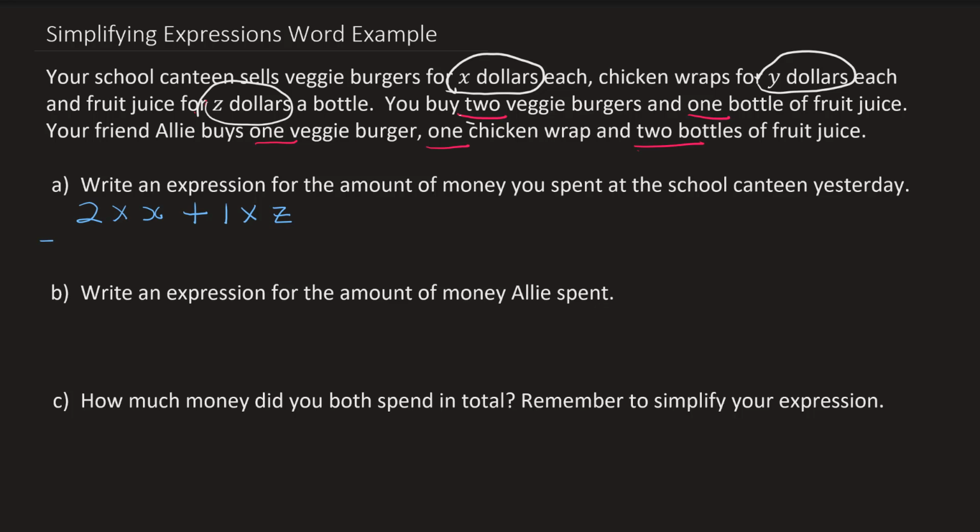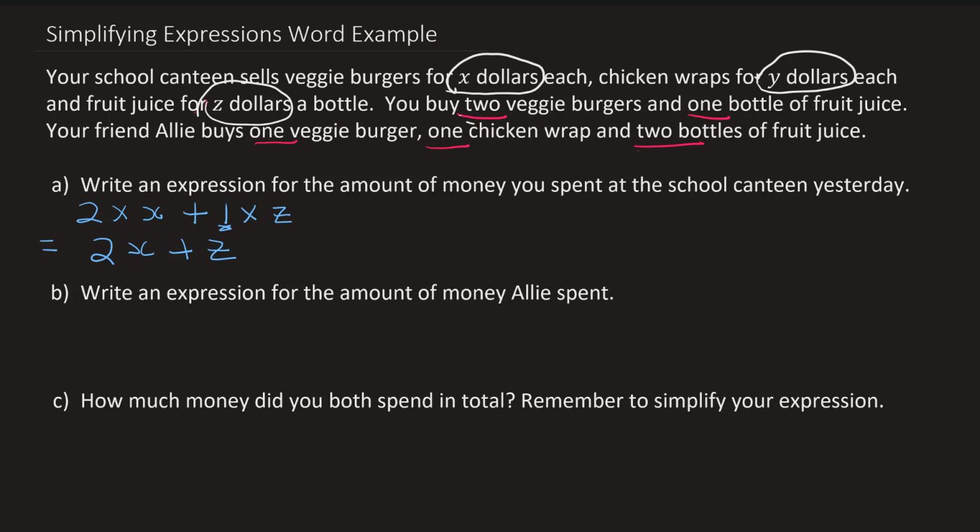I'm going to tidy this up. Remember, when there is a multiplication sign, you can leave it out. So this term becomes 2x plus, and when I have a 1, I don't need to write it. So the second term is simply a z. So you spent 2x plus z dollars.